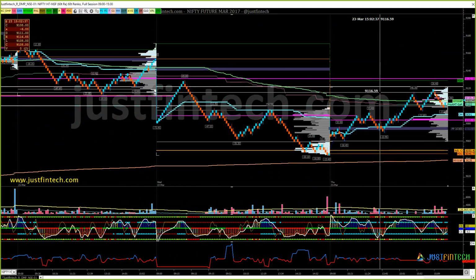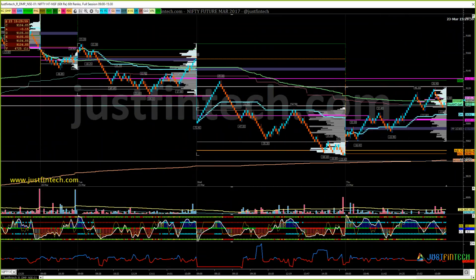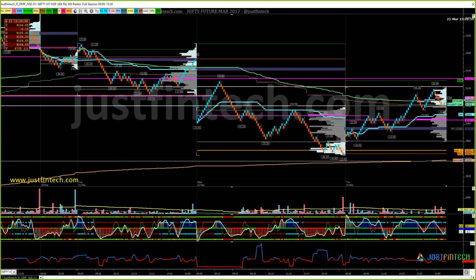So now let's have a look at what we can expect. We mark this as one reference and mark this as another reference. So if we open somewhere in the middle of this range and try to push higher into the high of the day before, and fall back, fail from there, fall back, push into this and again try to move higher. So that is one thing that might happen.